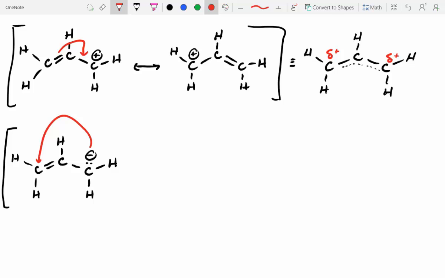Okay, let's just play devil's advocate though for a second. And let's say I do that. Let's say I move this lone pair over here. Does that look okay? Violates the octet rule. We can't do that. That would be an example of a Texas carbon.